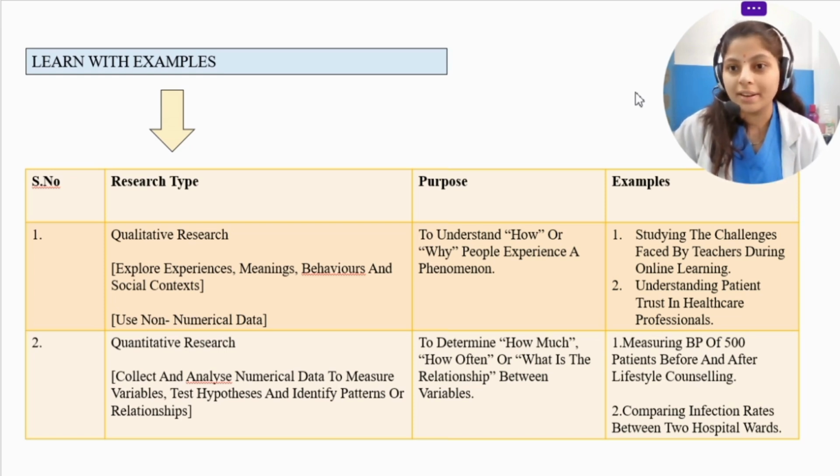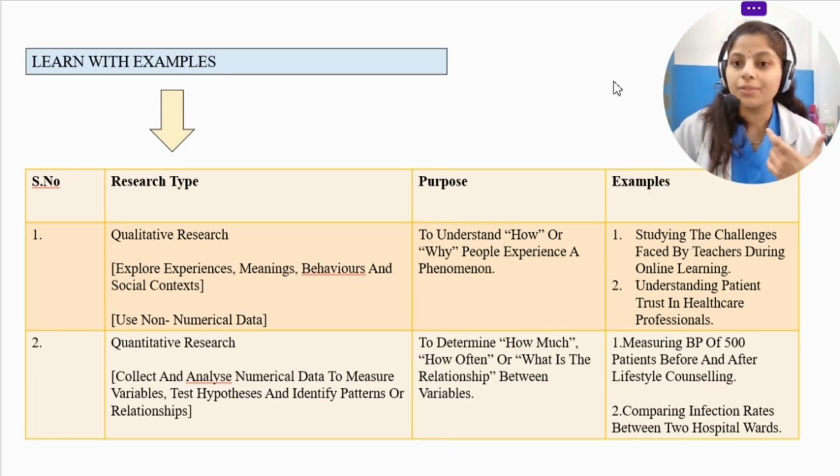The second one is quantitative research. Here we mainly collect and analyze numerical data and measure variables. We even test hypotheses and identify the patterns and relationships between the variables. We do this to determine how much or how often, and what the relationship is between two variables. For example, measuring blood pressure in patients before and after lifestyle changes. A second example is comparing infection rates between two hospital wards.